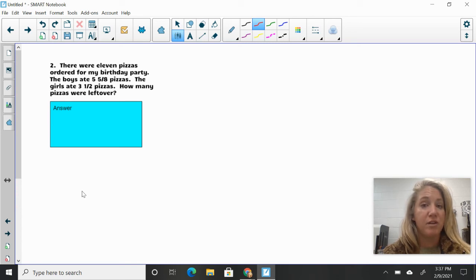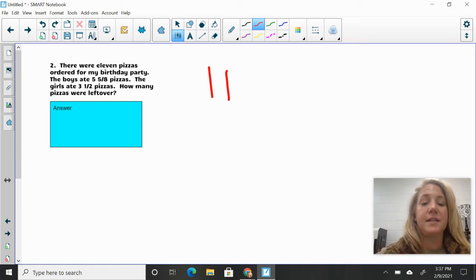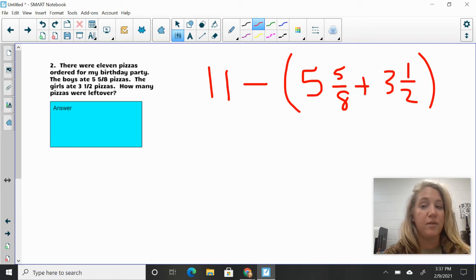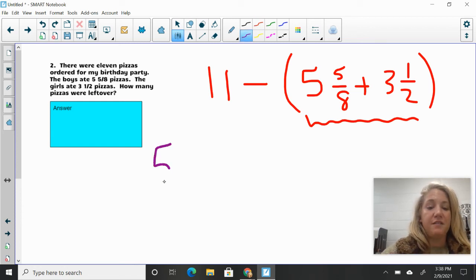Well, I could either do two subtractions, or I can look at it this way. I have 11 pizzas, and I need to take away the total amount that was eaten. So the total amount that is eaten is 5 and 5/8 and 3.5. The reason I put parentheses around this, if you remember order of operations, is that I am going to figure out how much of the pizza was eaten first. So I'm going to add 5 and 5/8 plus 3 and 1/2.